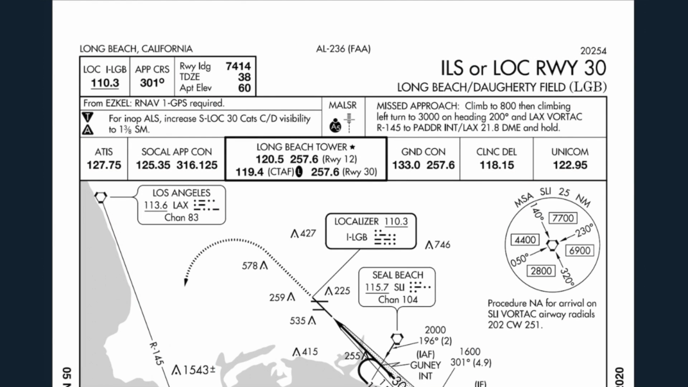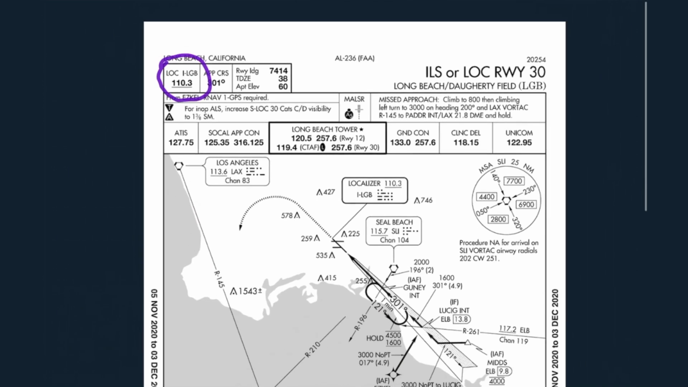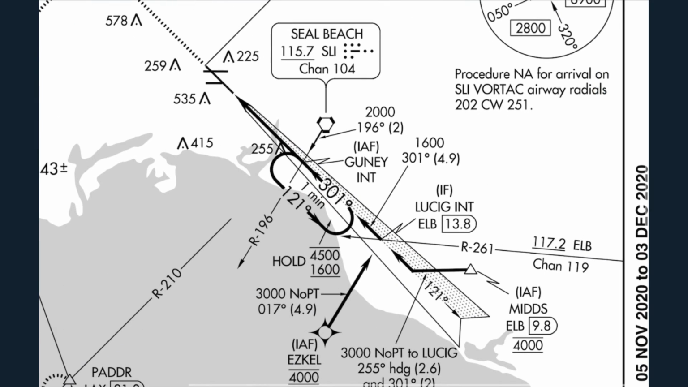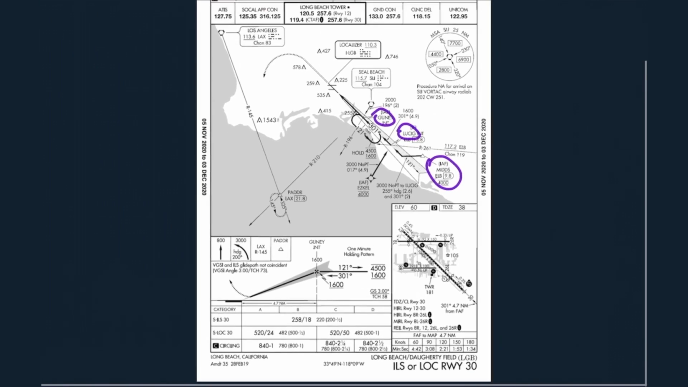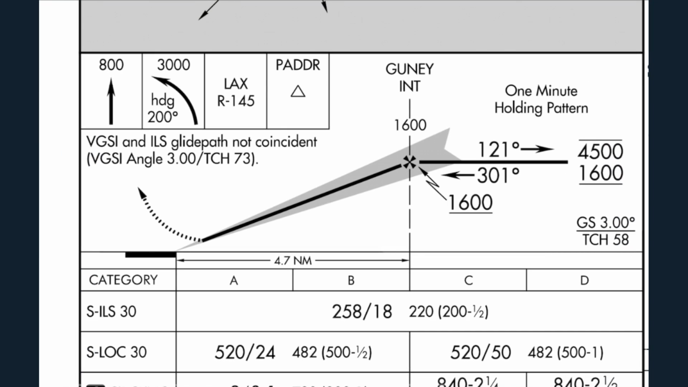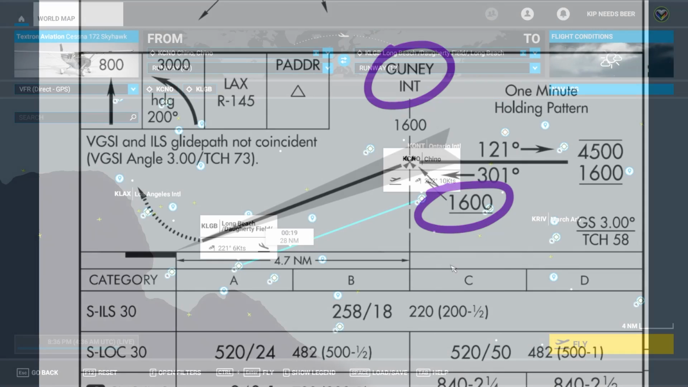So the most important things to remember from this document for our flight to land at Long Beach is that we need the localizer frequency 110.3. And we need to remember that MIDS is our initial approach fix. So that starts our approach procedure. And we will pass by LUCIG and then finally GUNNY. But when we get to GUNNY, we need to remember that we need to be precisely at 1,600 feet altitude. So we're going to go ahead and jump in the aircraft and then we'll start flying this.